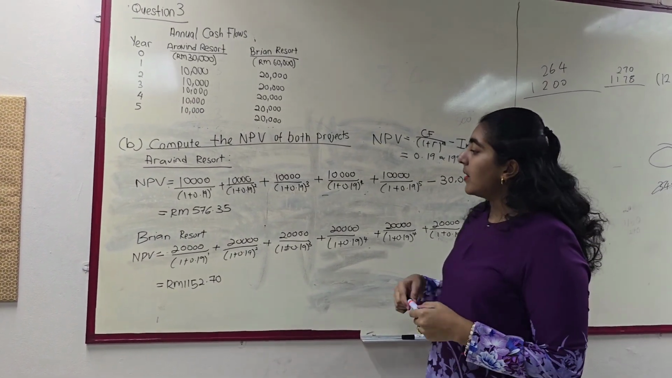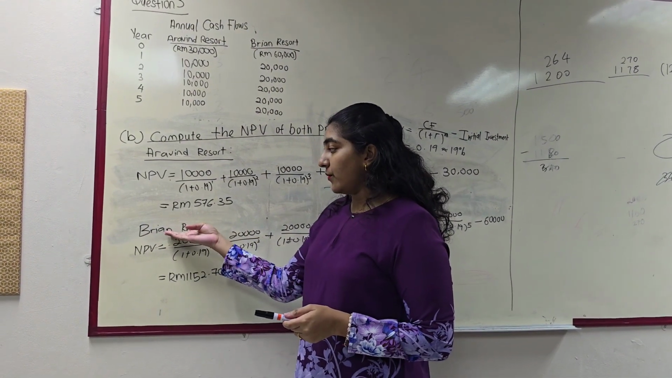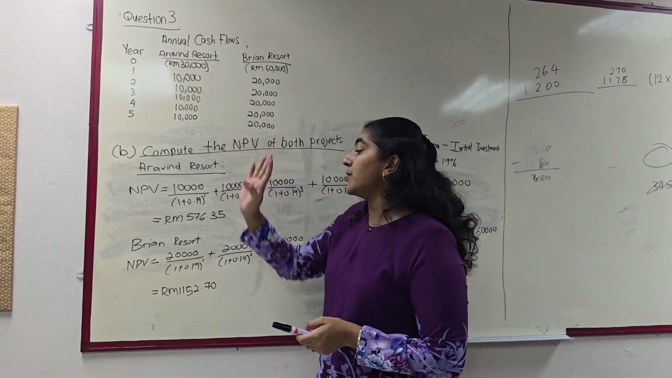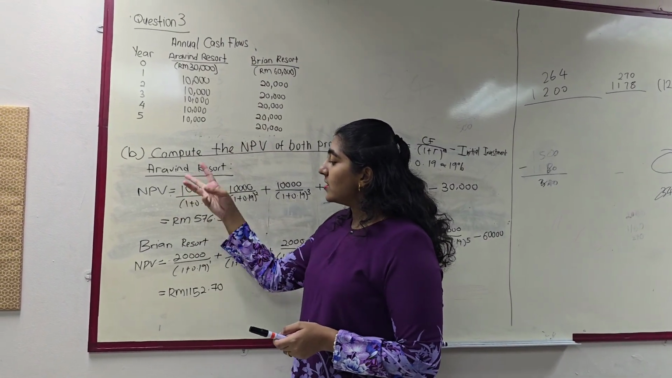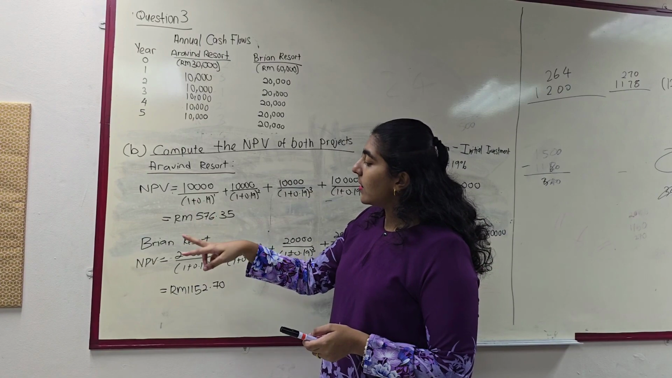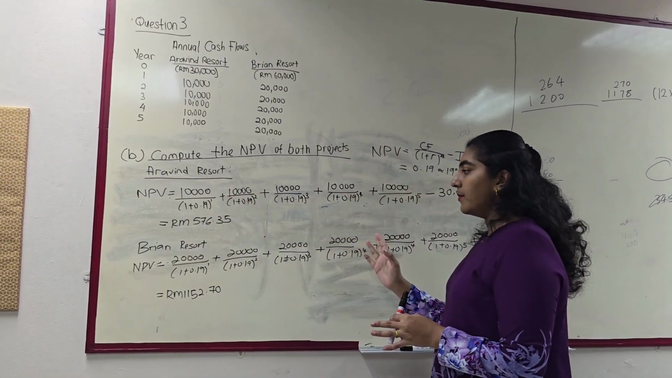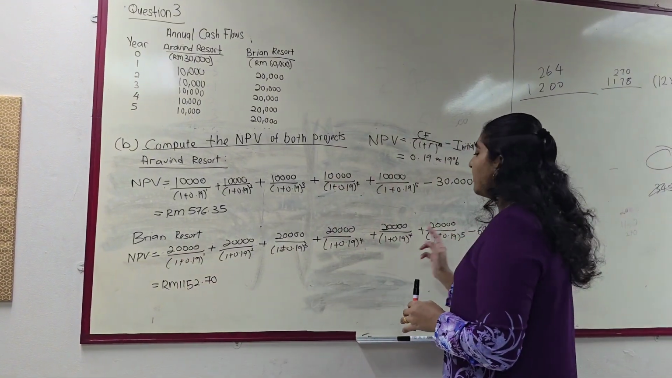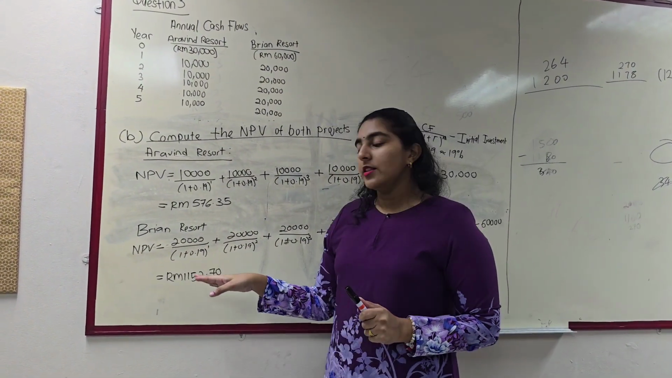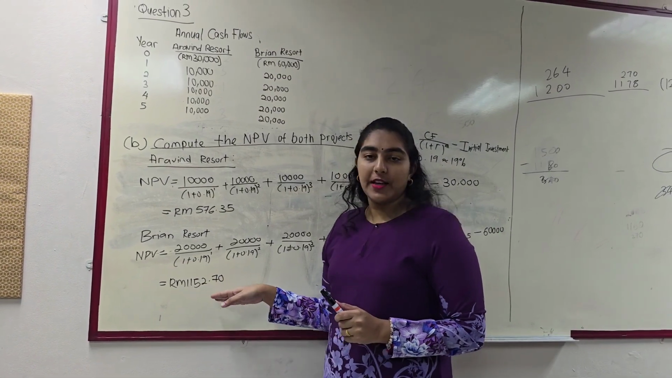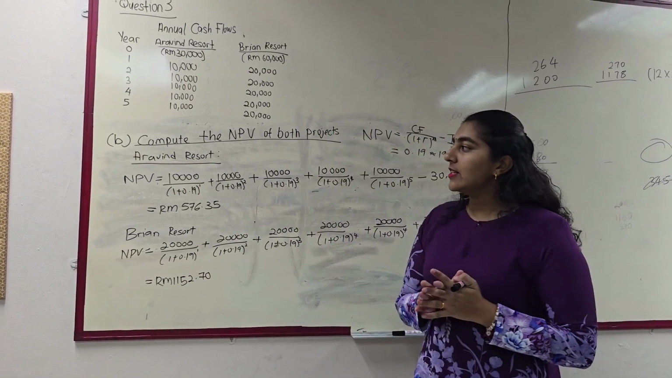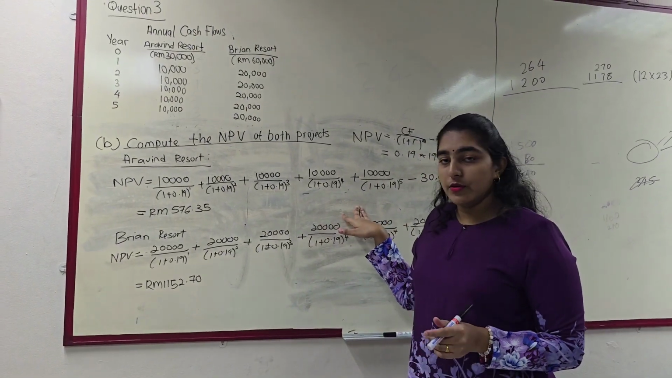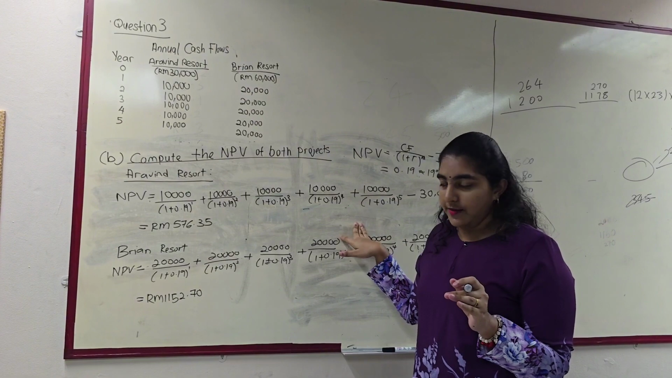You do the same for Brian Resort. The cash flow of Brian Resort from year 1 until year 5 is 20,000. So just write the formula, but replace the 10,000 with 20,000. So you will get the NPV for Brian Resort is 1,152.70.